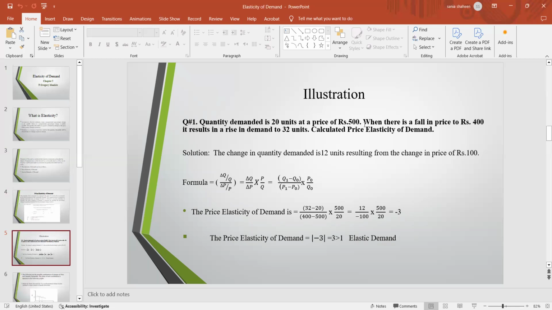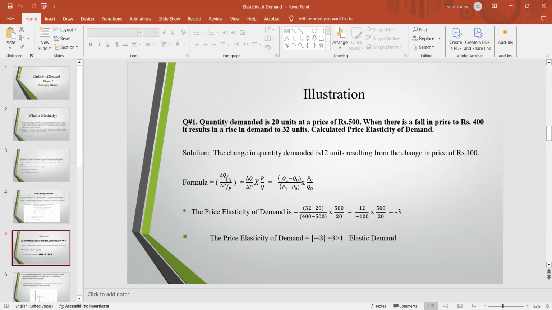Initially, at the price of 500, the quantity demanded is 20 units. So when the price decreases from 500 to 400 rupees, the demand increases from 20 units to 30 units. We have to calculate the price elasticity of demand. Usually the formula of the price elasticity of demand is the percentage change in quantity demanded with respect to the percentage change in the price level. Here we can calculate the percentage change in the quantity demanded by taking the change in Q divided by Q.